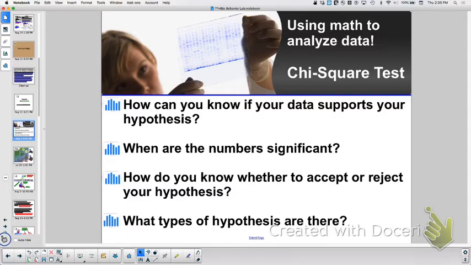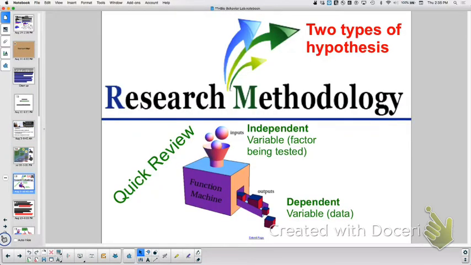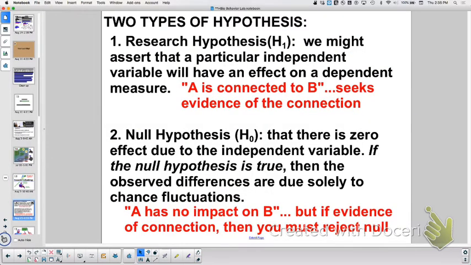So we talk about independent and dependent variables, right? Independent variables are what you're changing in your experiment, whereas your dependent variable is your what? That you record. Your data that you record, okay? So we needed to review independent and dependent. Next, I want to review with you the two types of hypotheses there are.